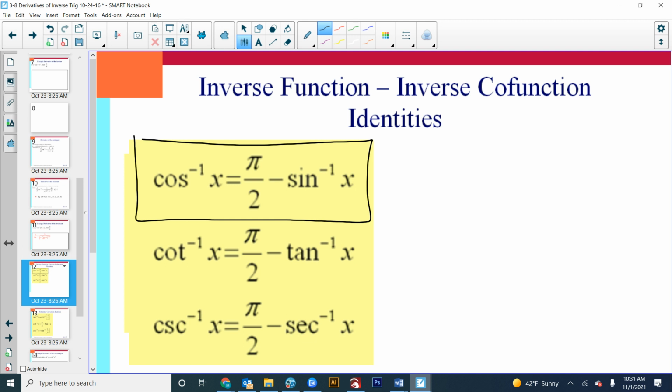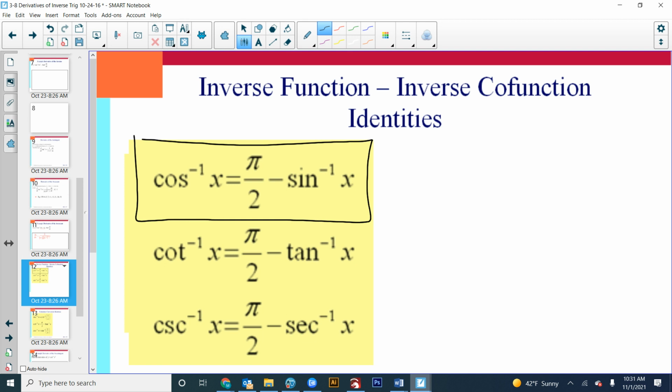Cool. Do you agree with us? Why? Because the inverse of cosine is negative sine? Not quite. The derivative of cosine is negative sine. Okay, we're not talking about calculus yet. Purely graph.